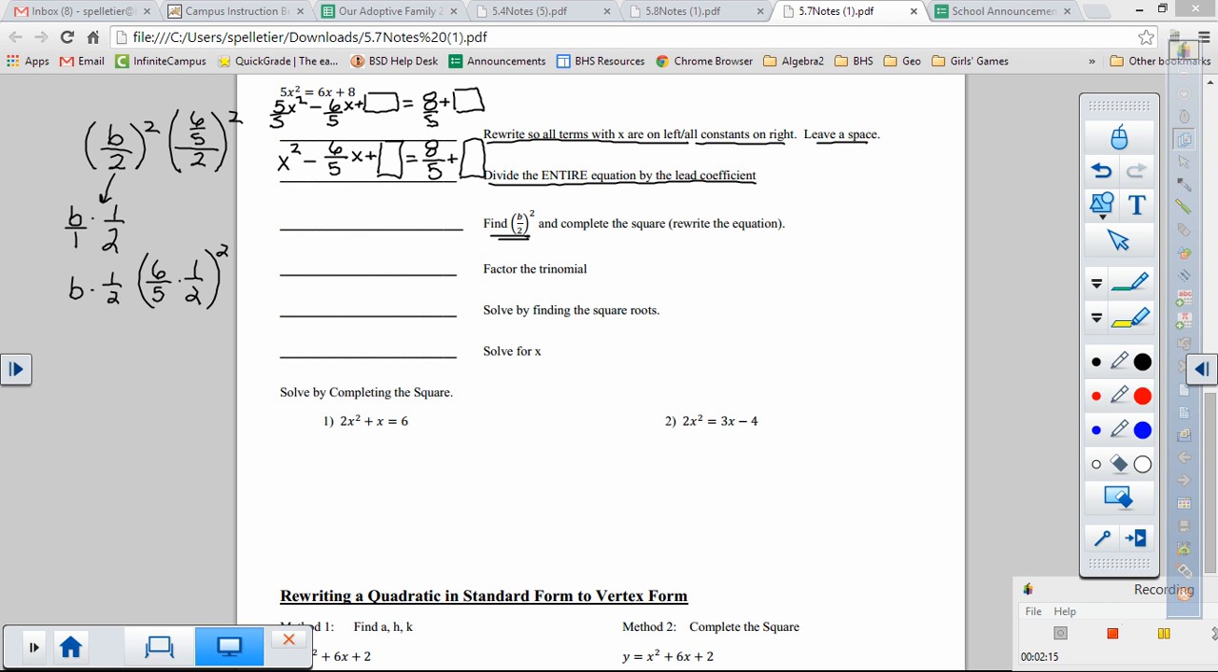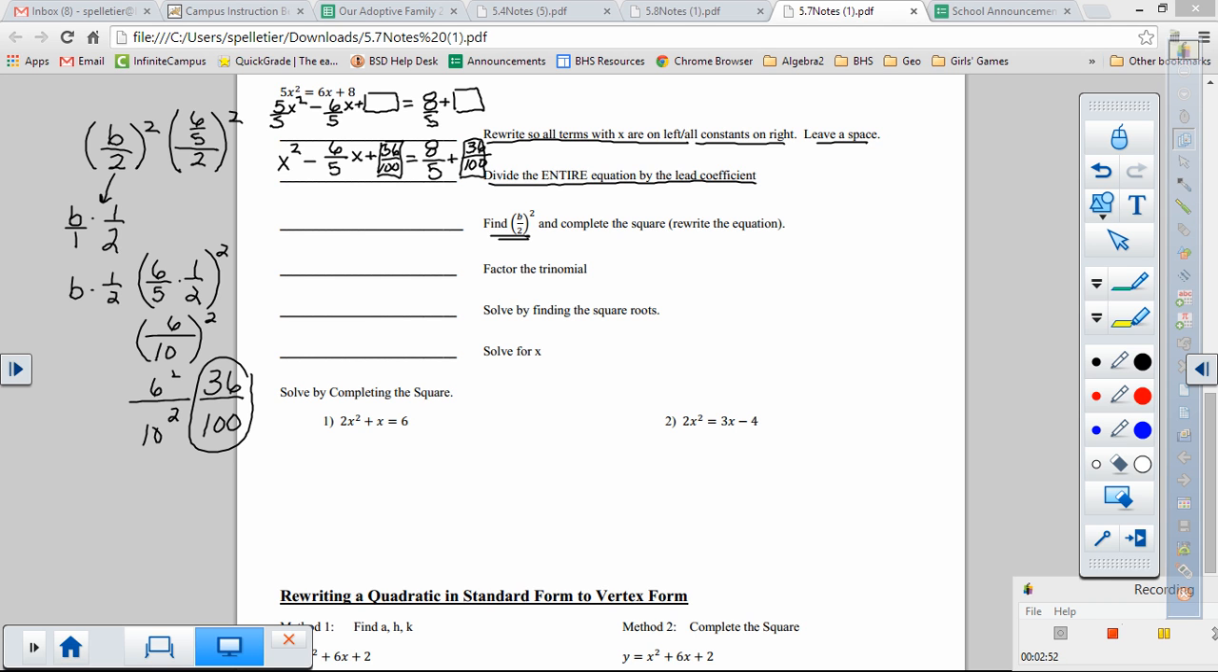So half of b: multiply by a half, multiply across the top, 6, multiply across the bottom, 10, and now I need to square that. It's the same thing as 6 squared over 10 squared. 6 times 6 is 36. 10 times 10 is 100. So there is half of b, squared. So I'm going to add 36/100 to both sides of my equation. And I'm just going to continue to write and continue to simplify.